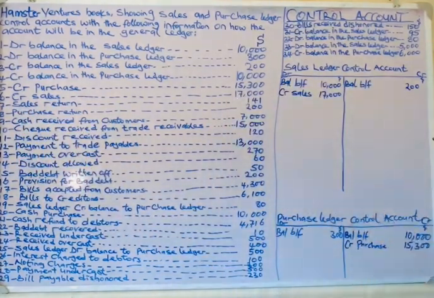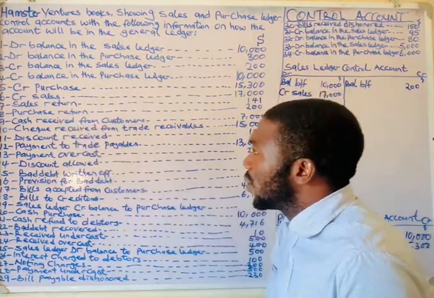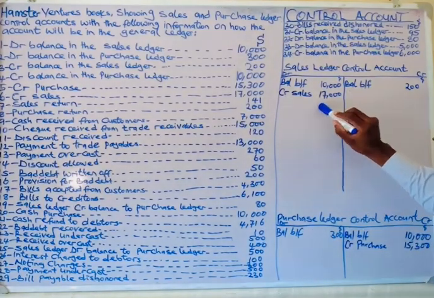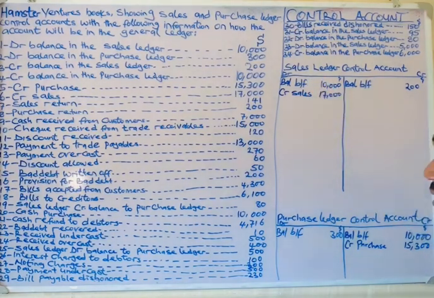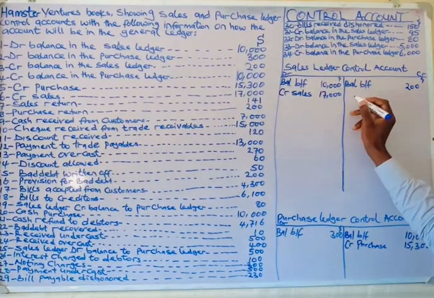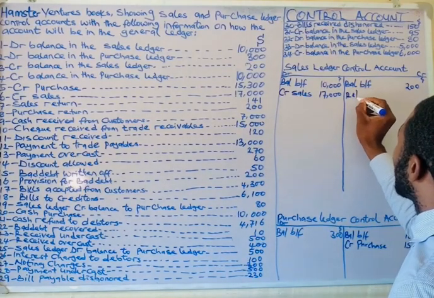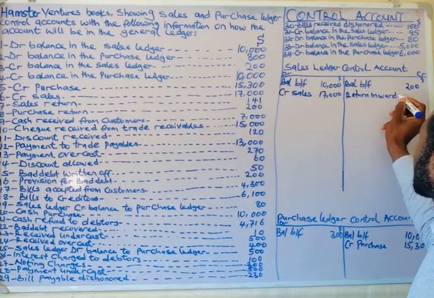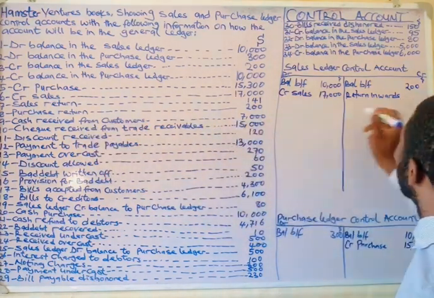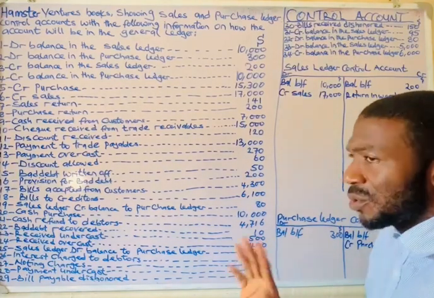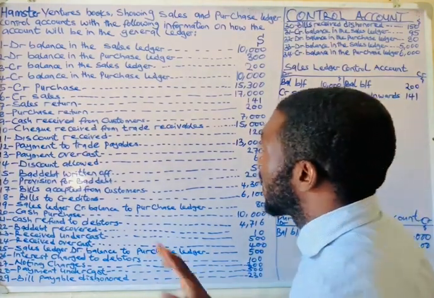Number 7, sales return. They return our sales. So this is what? Return inward. Sales return is return inward, and it will affect the debit side of the sales ledger. They have returned some part of the goods. So it will reduce this balance. Say return inwards. It's very simple, and the sales return is 141.